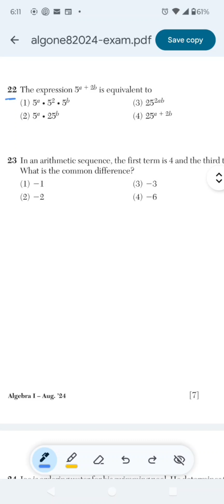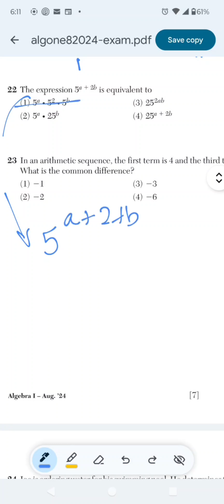5^a times 5 squared times 5^b. What happens when the base is the same? What do you do with the exponents? You add them. Okay, if we're multiplying and the base is the same, I'm actually going to write the answer down here. I have 5^(a plus 2 plus b). So that doesn't work. Number 2 is 5^a times 25^b.